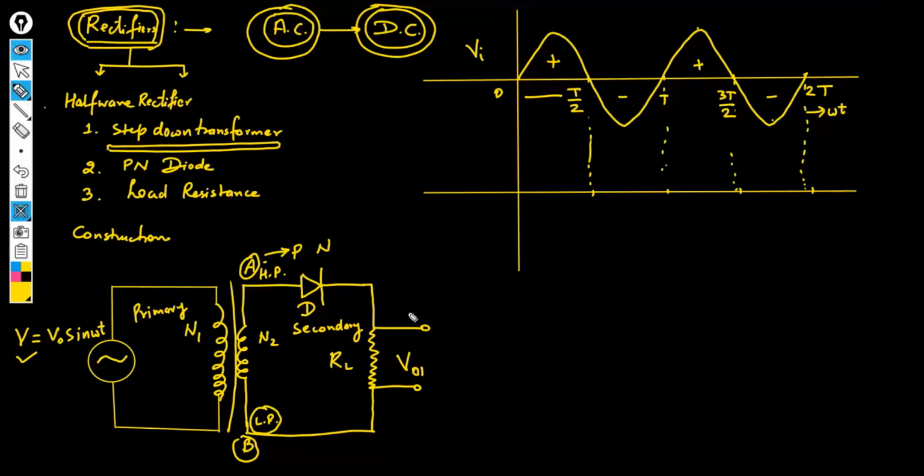Yes, sir. So what will happen? Current will flow through this diode and the load resistance, and we will get this output voltage V01 as I into RL. So for the first half cycle, we will get the output, and this output is because of the rectification through the diode. This is the output, first part. Is the first part clear to everyone?